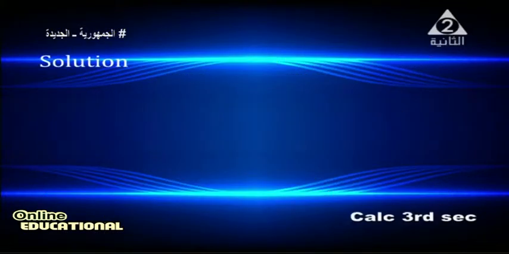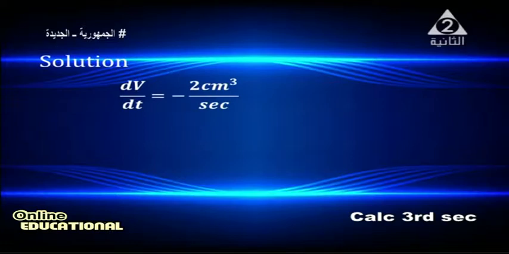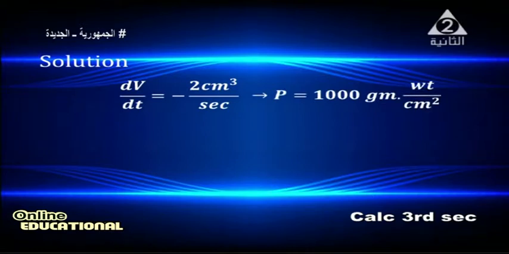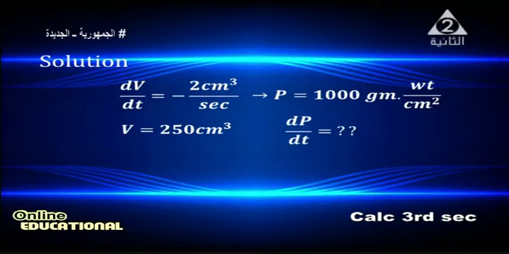We have dV/dt, the rate of change of the volume, equals negative 2 centimeter cubed per second. Negative because the volume decreases at a constant rate of 2 centimeter cubed per second. And P equals 1000 gram weight per centimeter squared when the volume equals 250 centimeter cubed. What is the rate of change of the pressure with respect to time?